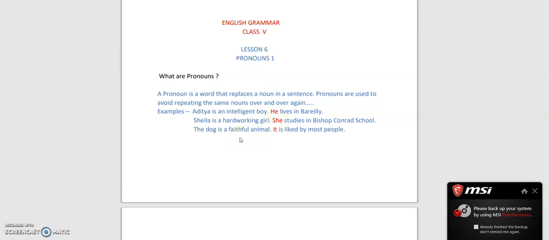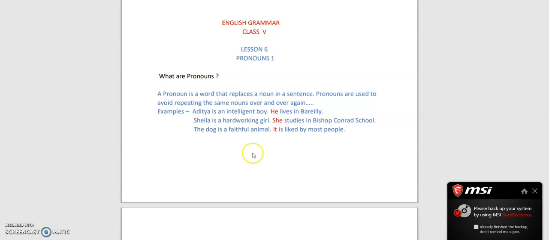Dog is a faithful animal. It is liked by most people. So for non-living things and for animals, we make use of it. In the plural form, the pronouns are they, you, and so on. So I hope you have understood what pronouns are.